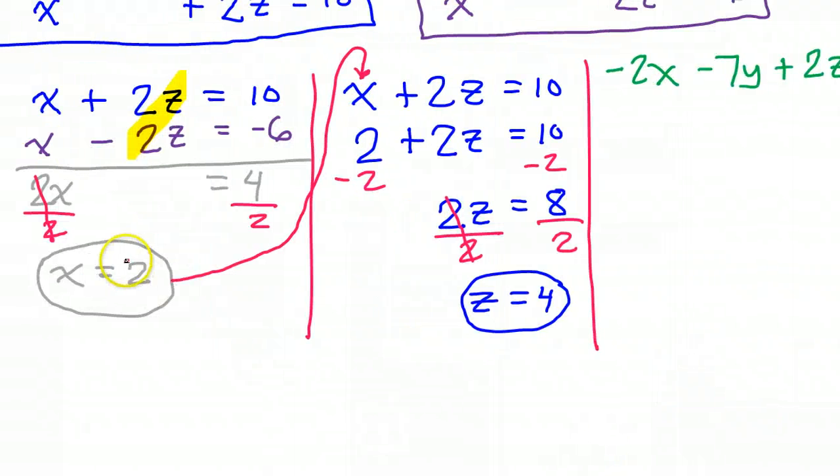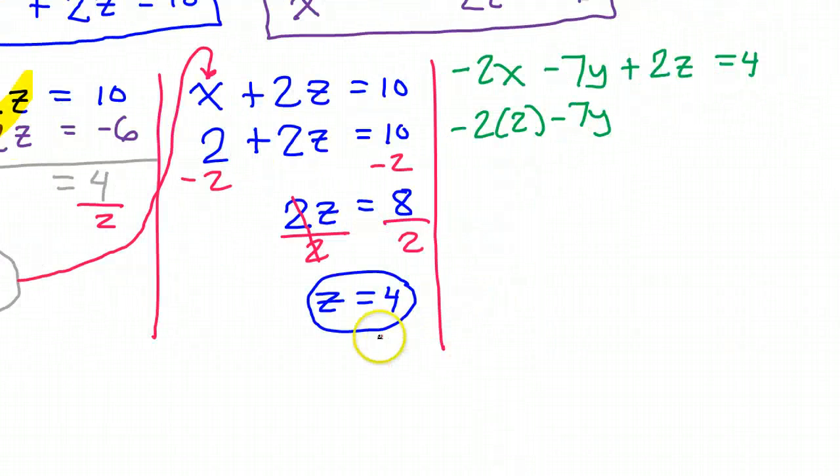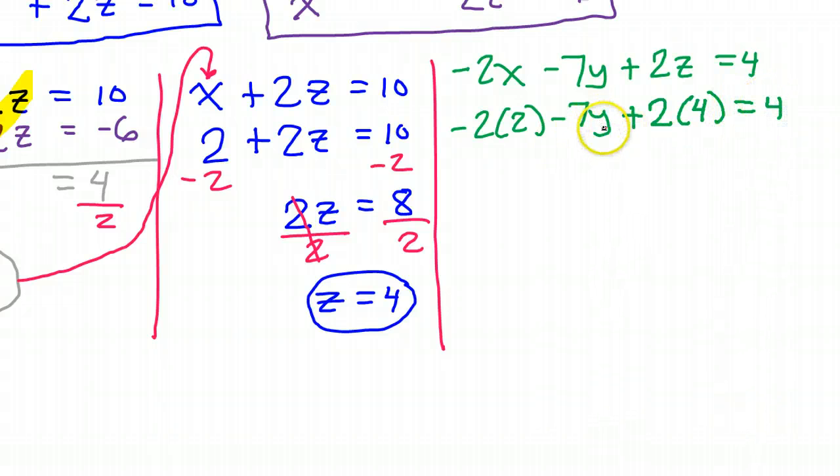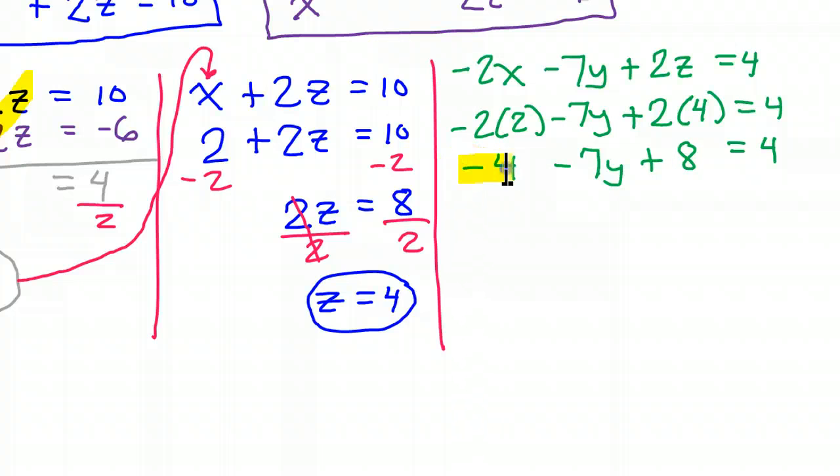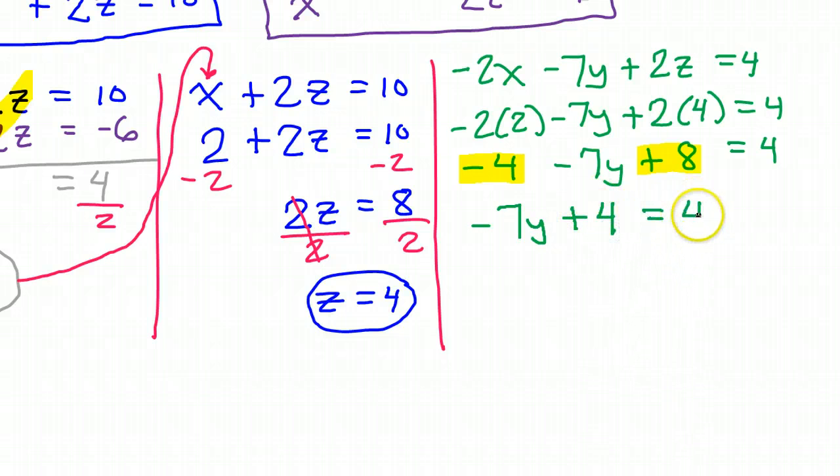The idea will be to take the z and the x and plug them both in where they go. So we know that x is 2, so this will become negative 2 times 2. We don't know y, so this will just stay negative 7y. But we know z. Z is 4, so this will become plus 2 times 4 is equal to 4. So y is my only variable, so I should be able to solve it. So this will become negative 4 minus 7y plus 8 is equal to 4. These two are on the same side, so I might as well combine those like terms. Negative 4 and 8 together make positive 4. So then I'll have negative 7y plus 4 is equal to 4.